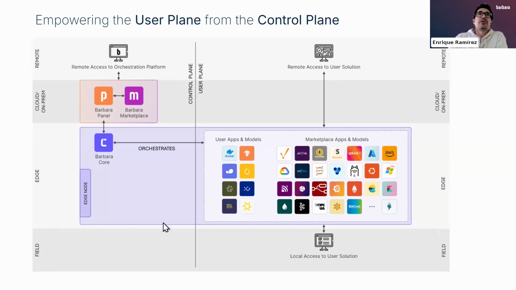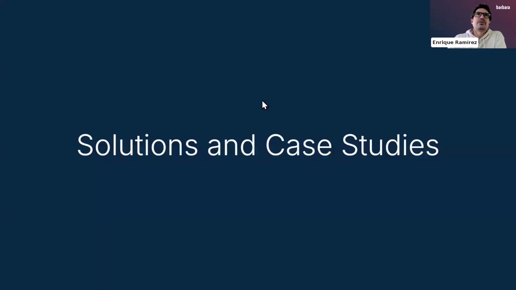When we have deployed the application here, we can have remote access to the user solution using a VPN, and also locally in case you are in the same LAN, the same network where this edge node has been installed. So we have both options. Then we will also have remote access to the orchestration platform using Panel. So this is another diagram that shows everything.